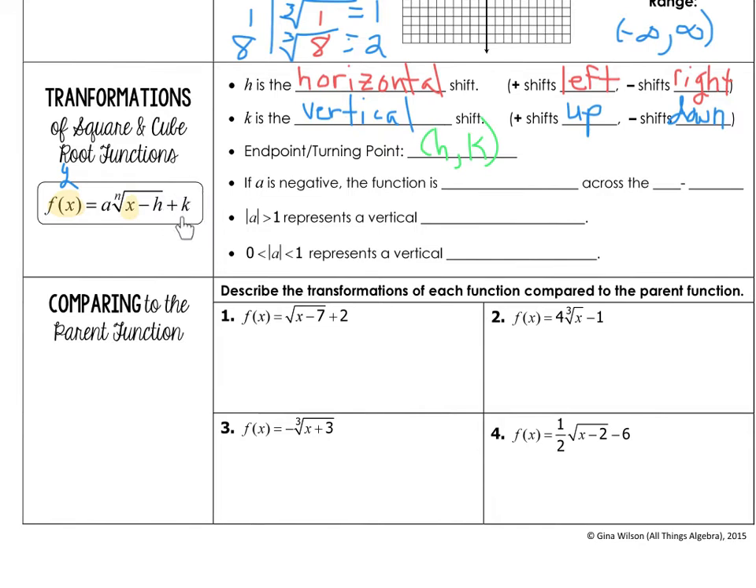Your k, however, notice that k is a positive here and it's a positive here. So whatever this k value is, that's what goes here. If it's a plus 2 on the outside, you put a plus 2 here. Minus 2 on the outside, you'd put a minus 2 here.